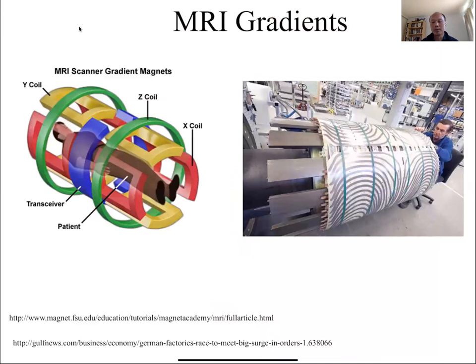The last set of coils we're going to talk about are the MRI gradient coils. There are going to be three of these: an X gradient, a Y gradient, and a Z gradient. These are to create gradients in the magnetic field.